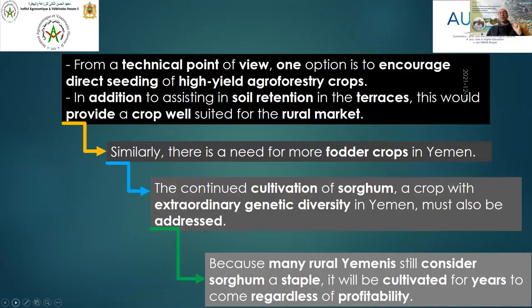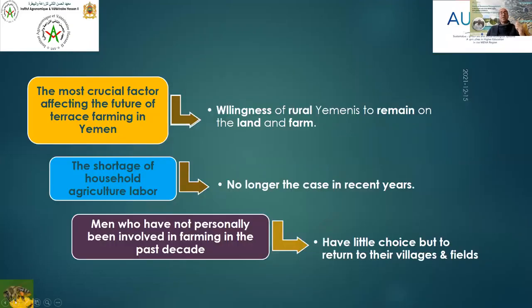From a technical point of view, one option is to encourage direct seeding of high-yield agroforestry crops, in addition to assisting in soil retention in the terraces. This would provide a crop well suited for the rural market. Similarly, there is a need for more fodder crops in Yemen because of the importance of livestock. The continued cultivation of sorghum, a crop with extraordinary genetic diversity in Yemen, must also be addressed. And because many rural Yemenis still consider sorghum a staple, it will be cultivated for years to come, regardless of profitability.